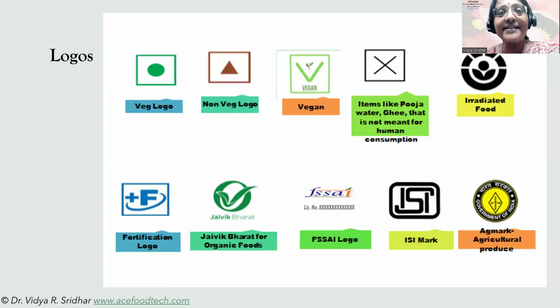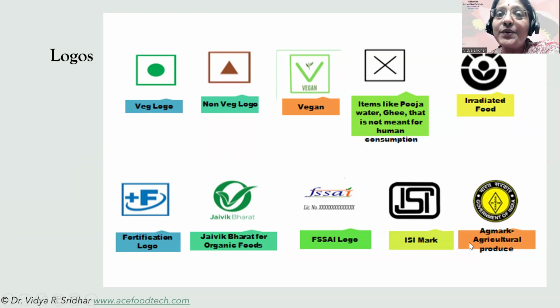Before I leave this seminar, I just wanted you to have a glance at the different types of logos that we have on the labels. The must-have logos, for example, are of course the FSSAI logo, which is right here with the license number, and the veg logo and the non-veg logo. The ISI standard mark, which is the Indian standard mark, as well as the Ag Mark if you have an agriculture produce. These are all pretty common logos that you will find on the food label.